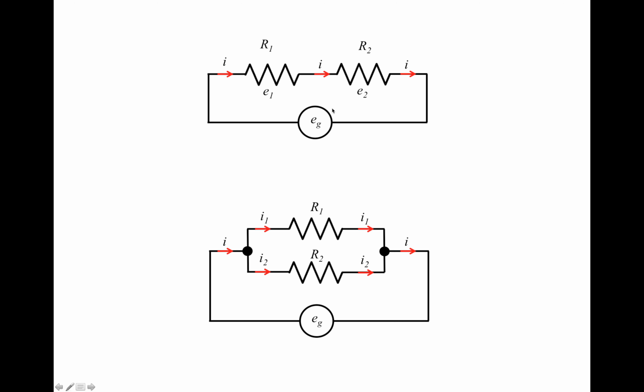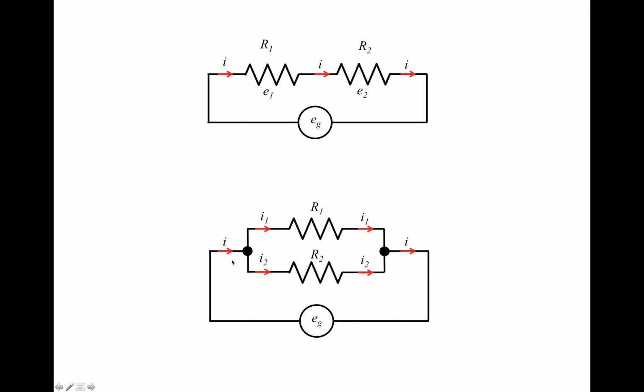From Ohm's law, we know that E1 equals I times R1, and E2 equals I times R2, right? So if the voltage source is Eg, then Eg must equal E1 plus E2, which is due to Kirchhoff's voltage law, or KVL. If the two resistors are connected in parallel, then the current flowing through them can be different. I1 and I2 can be different, right? But the voltage across them is actually identical.